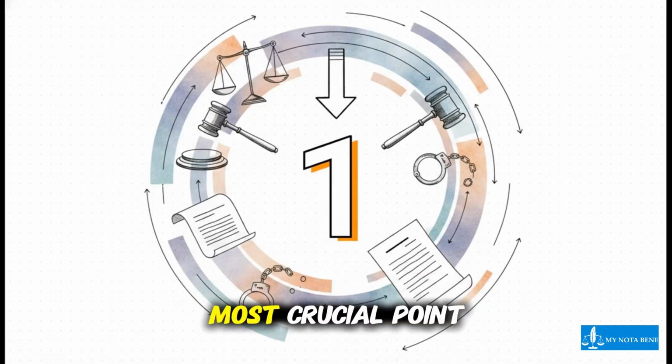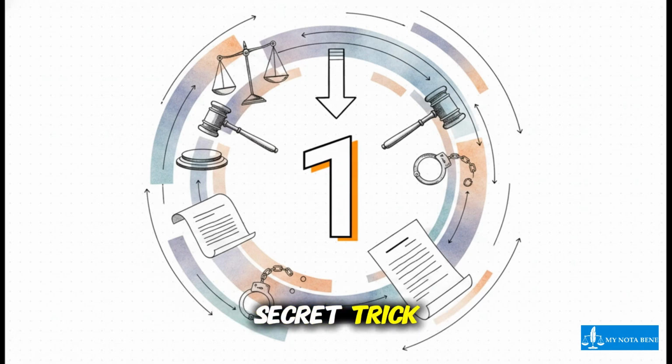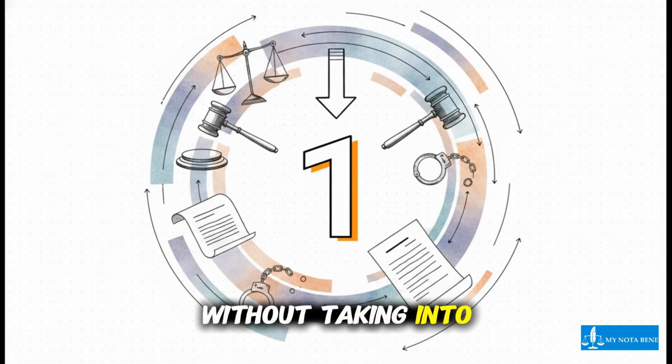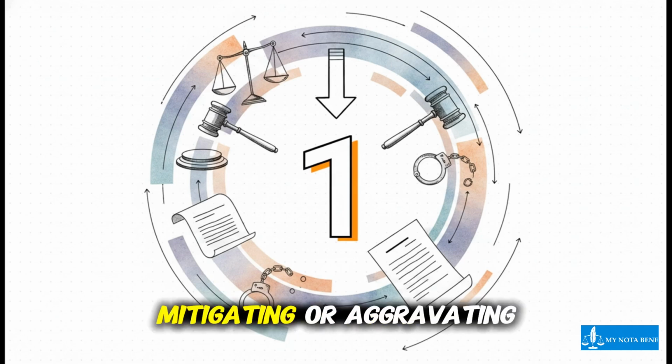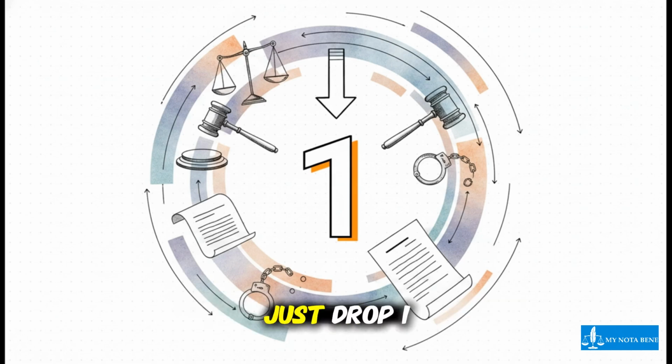So, the single most crucial point to burn into your brain is this number: 1. When finding your minimum penalty, you simply get the penalty exactly 1 degree lower from the maximum penalty. And here's the secret trick: you do this without taking into account any of the regular mitigating or aggravating circumstances. Just drop 1 degree. Period.